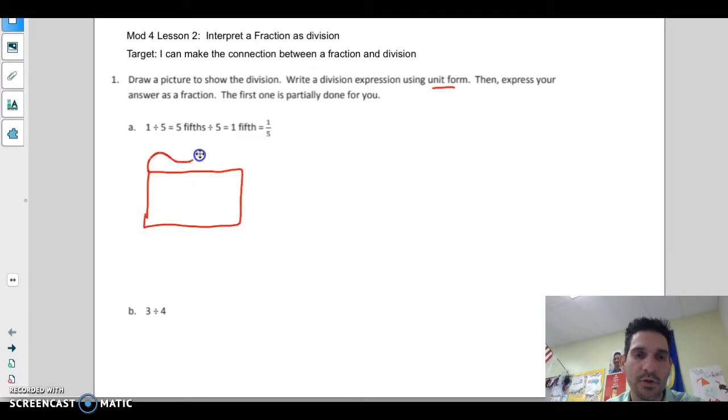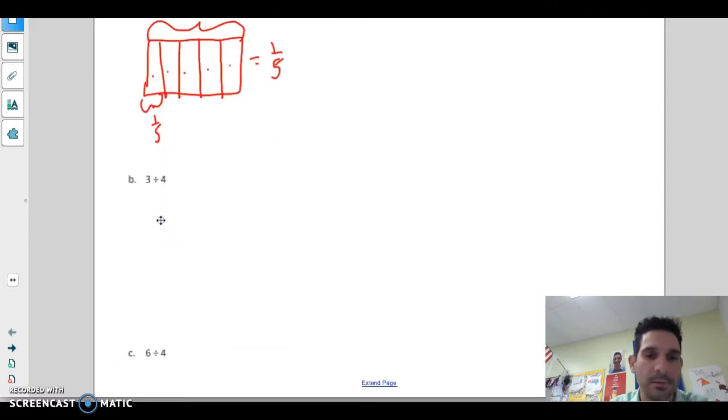Now this whole thing represents one whole, because that's what this says. Now I'm going to divide it by 5. 1, 2, 3, 4. So now how many fifths do I have? 1, 2, 3, 4, 5. There's my 5/5 divided by 5. 1, 2, 3, 4, 5 equals 1/5. Okay, because this is 1/5. Okay, let's go to the next one.